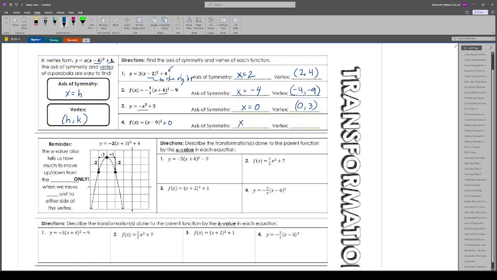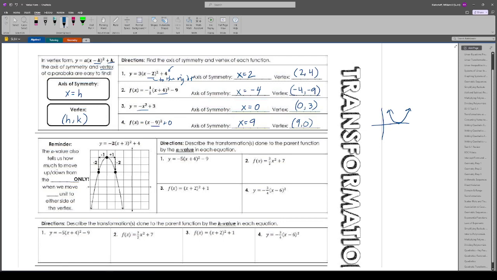So our axis of symmetry is x equals 9, the opposite of negative 9. And our vertex is at 9 comma 0, meaning it went just to the right. It didn't move up or down at all. So if you think of that in terms of a graph, we shifted over here to the right to where the vertex is now at 9, 0.